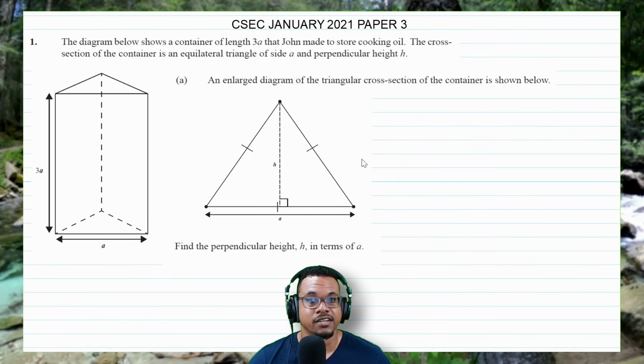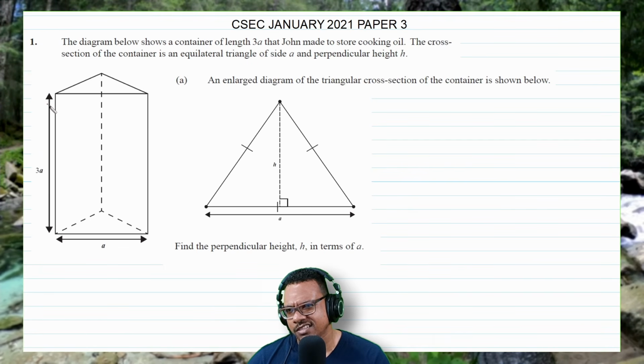In this video, we are going to look at the CSEC January 2021 paper 3. So here we have our first question where we have the diagram below shows a container of length 3a. So that's the length of the container here, 3a, which I consider to be the height of the container, right? 3a, that John made to store cooking oil.